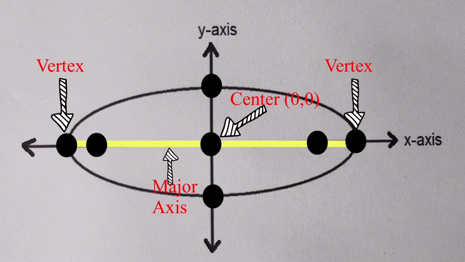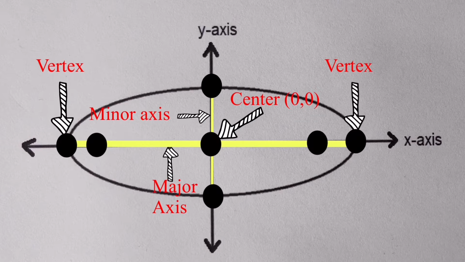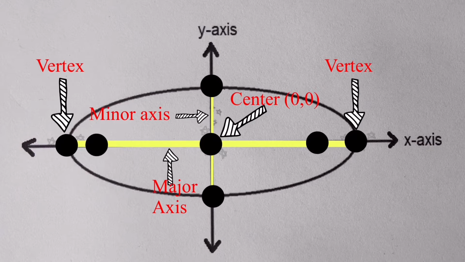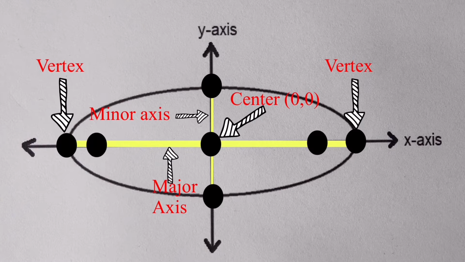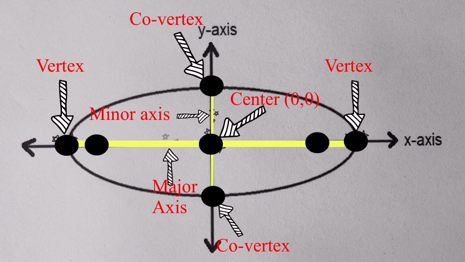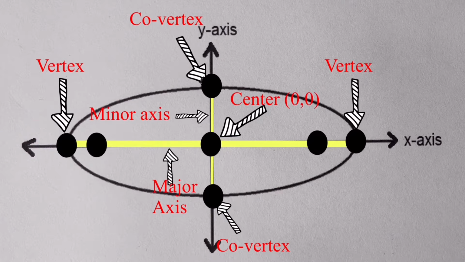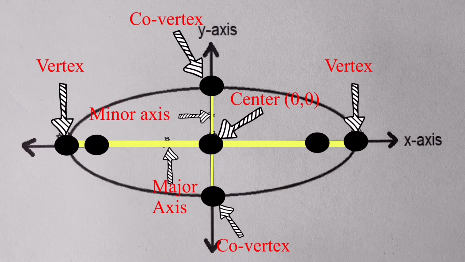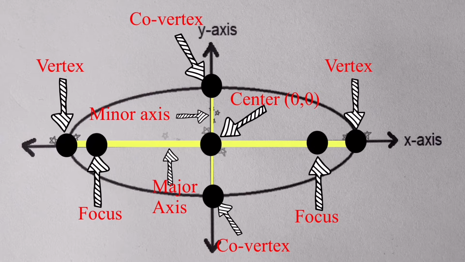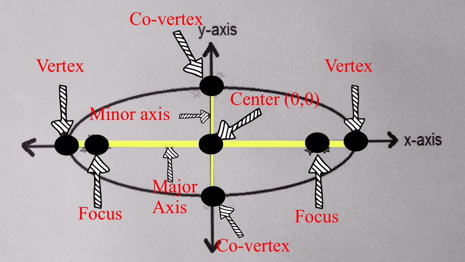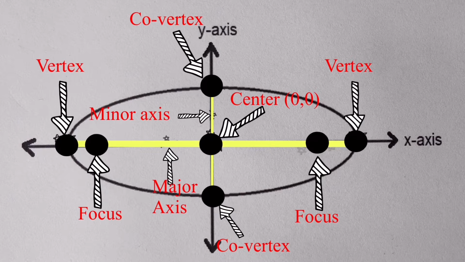Now we also have another diameter which we call the minor axis. This is the shorter diameter of an ellipse that connects the two co-vertices of an ellipse passing through the center. So this point right here is a co-vertex of an ellipse, and this point down here is also a co-vertex of an ellipse. The next part of an ellipse is the focus. So these two points right here are the foci of the ellipse. The plural for focus is foci.